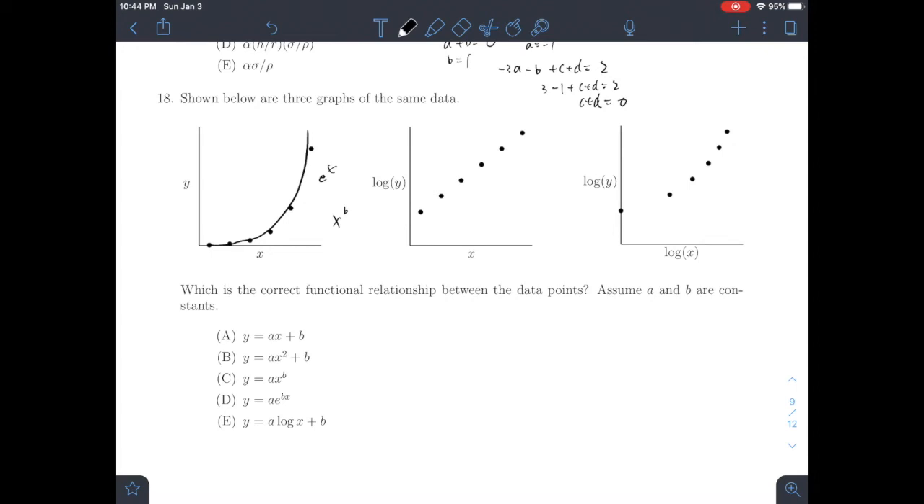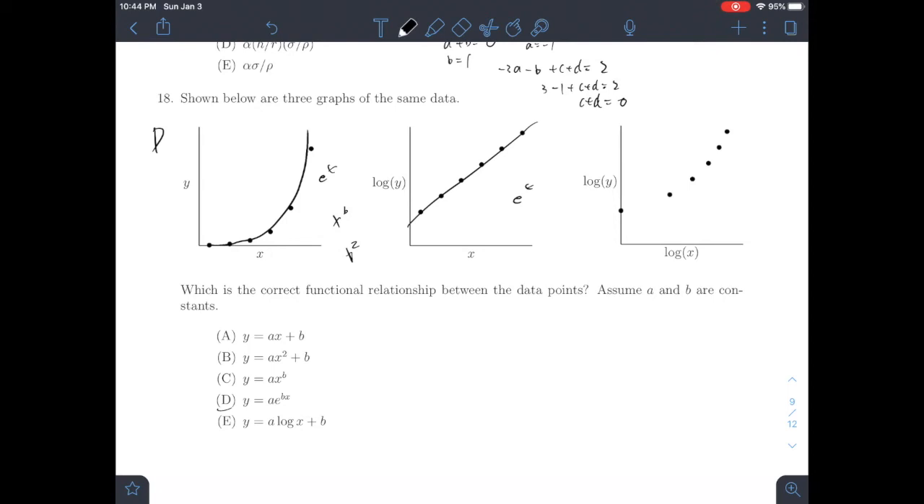But then we look at the second graph. The second graph is a logarithm function, but it looks linear. There's only one kind of function that can be linear in a logarithm graph, which is an exponential expression. Then we can clearly know the answer is D.